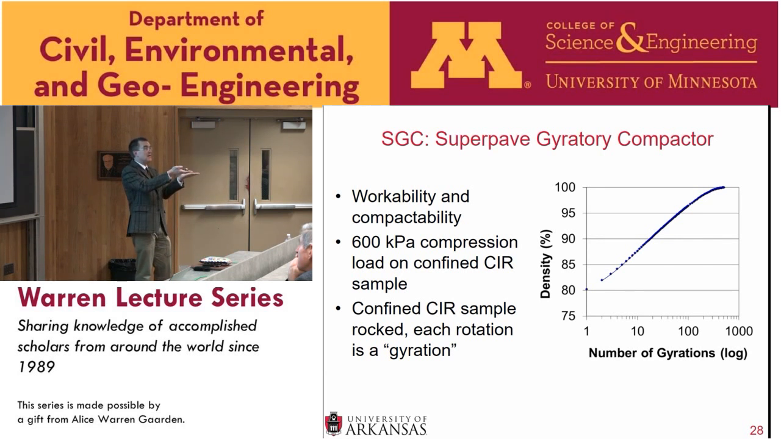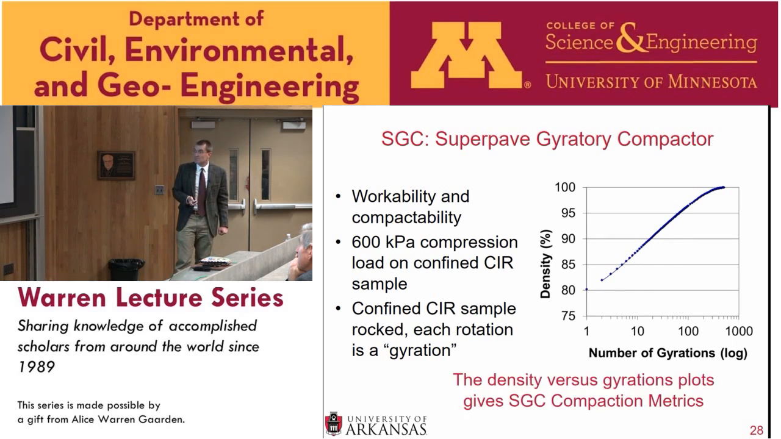So it kind of rocks. It's a kneading action that's meant to simulate what happens in the field. So as you're pushing down and as it kneads, it rotates, and every rotation is called a gyration. And you can imagine as you push down on the sample, the density is going up, or the amount of air in the sample is going down, so we get these compaction curves. And each gyration, you get a little denser material until eventually you've squeezed all the air out. And these density versus gyration plots are what provides the Superpave gyratory compaction metrics.